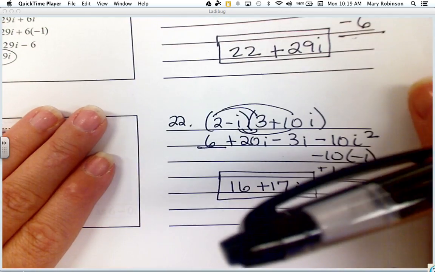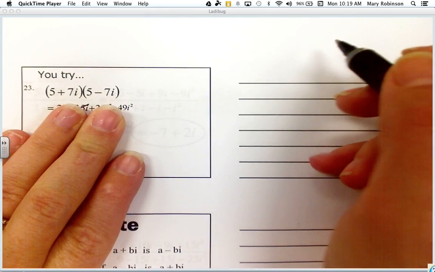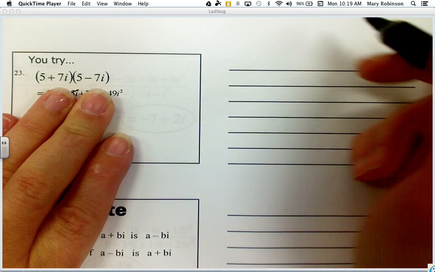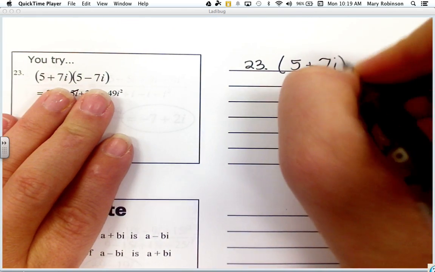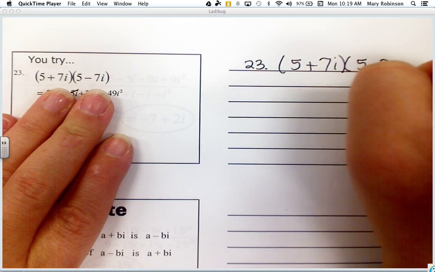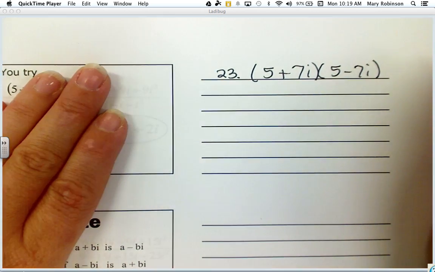Congratulations if you got it right. There's one last one I'm going to talk about before I move on to talk about the conjugate, which will help us with dividing. Go ahead and press pause now and try this one.